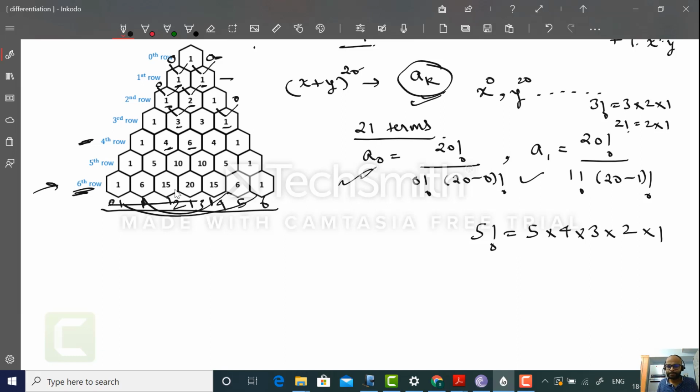So this is pretty much the binomial theorem, and this is what we use to expand these kinds of binomials, (x plus y) to the power of n. Alright, so in the next video we'll be using this theorem to solve differentiations.